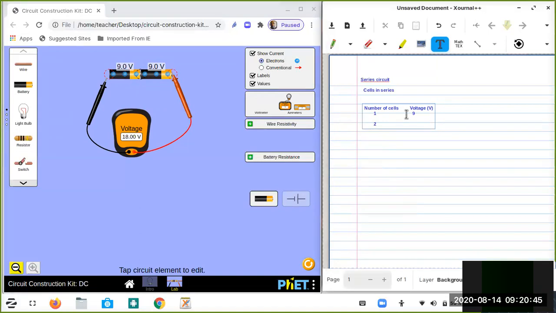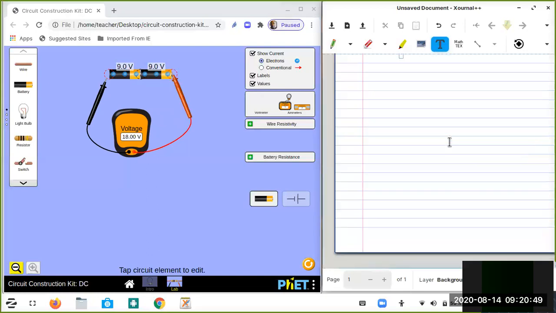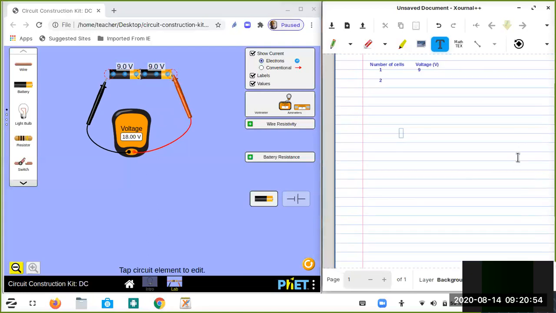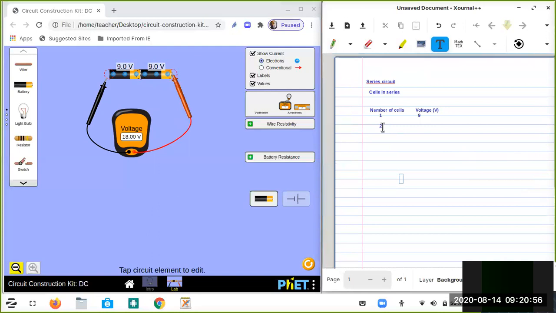Right, at the end of the day, we are supposed to find out what is happening on our voltage, right? Fine, then it's 18, all right? That's for 2. Then let's move on to say 3 cells.